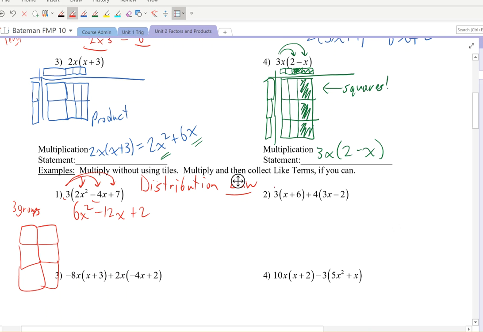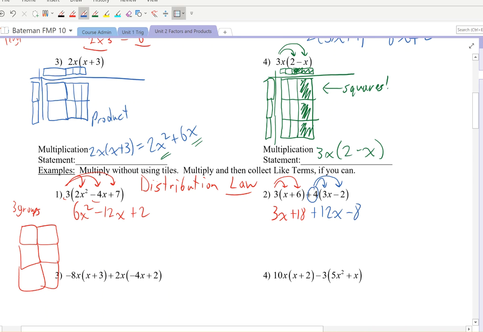Here we have to use a distribution law, but we use a distribution law only with the 3 times the x plus 6. And then we use a distribution law again, and you have to include the sign with the 4 for the next set of multiplication. And so you get plus 4 plus 12x minus 8.